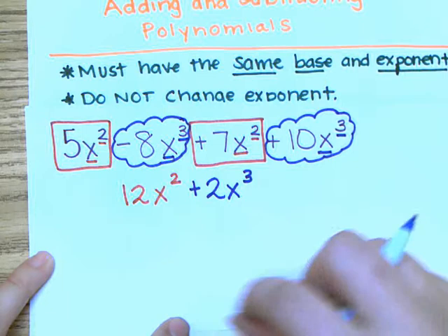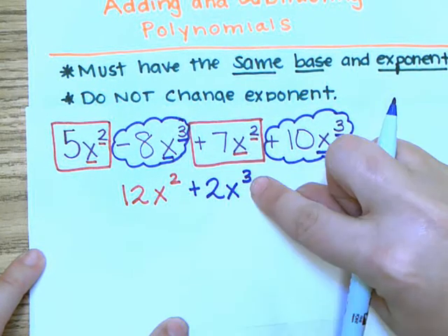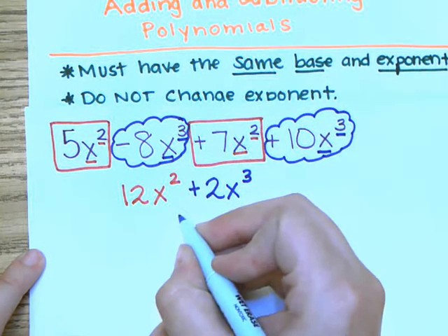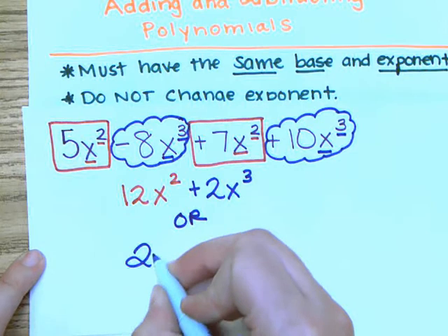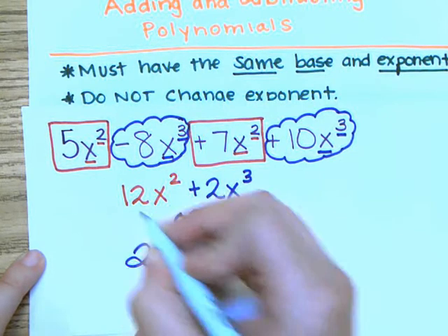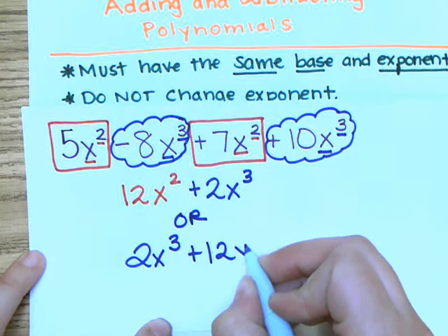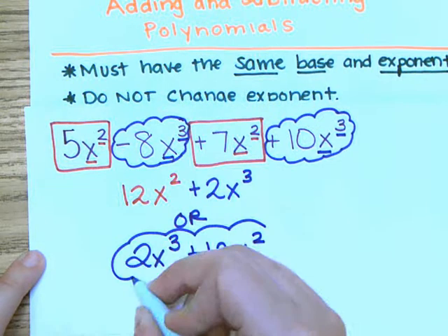So if we were to write this in standard form, the one with the higher exponent would go first. So I could rewrite this as 2x cubed plus 12x squared.